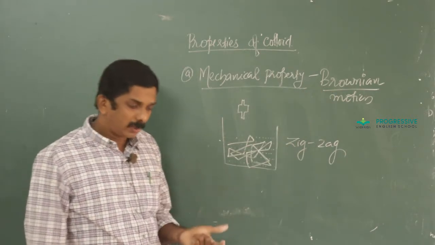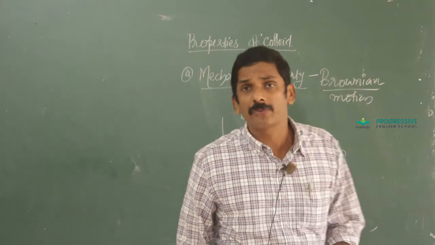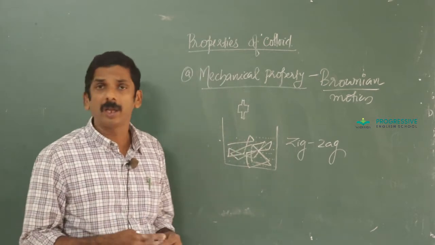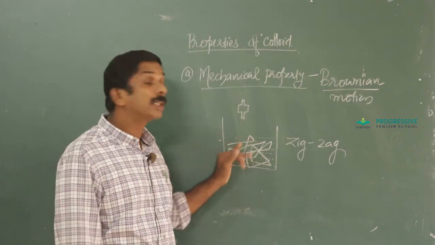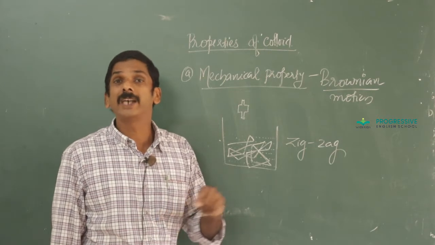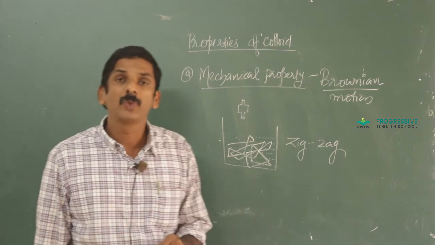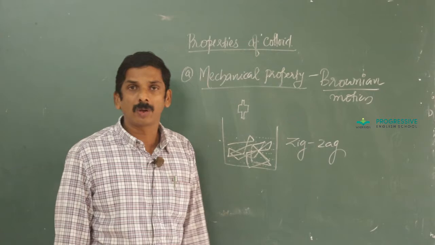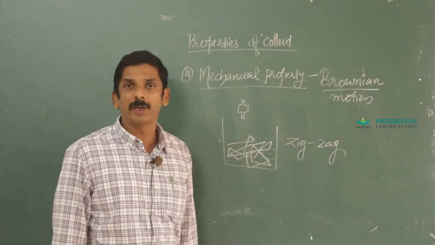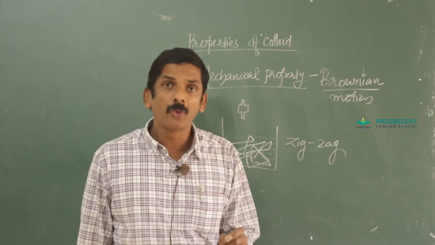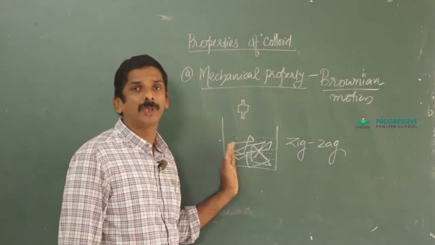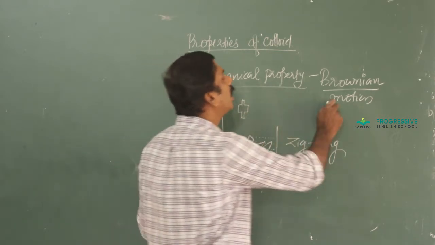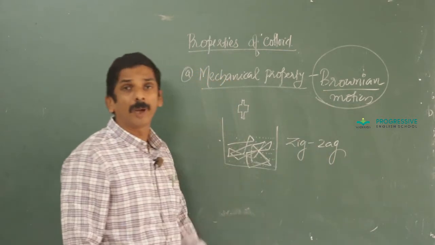About the kinetic molecular theory of gases, you have studied various postulates, and one of the postulates is that gas molecules are in a state of zigzag or random motion. During the motion, they collide with each other and also with the walls of the container. Therefore, Brownian motion is a visible proof for the kinetic theory of gases. That is mechanical property. Mechanical property of colloid is called Brownian motion.